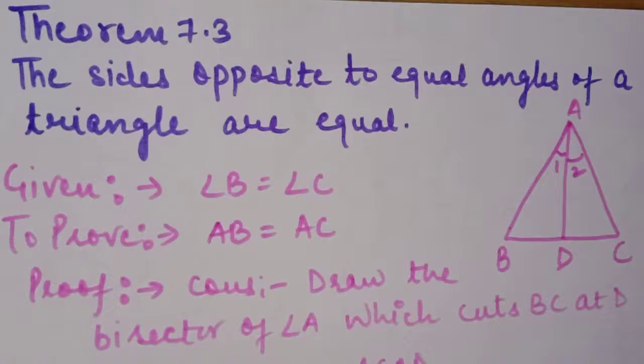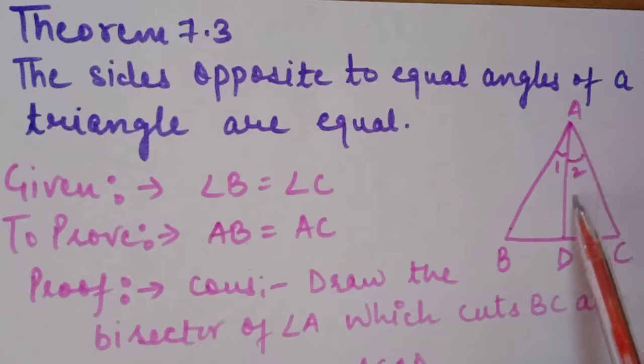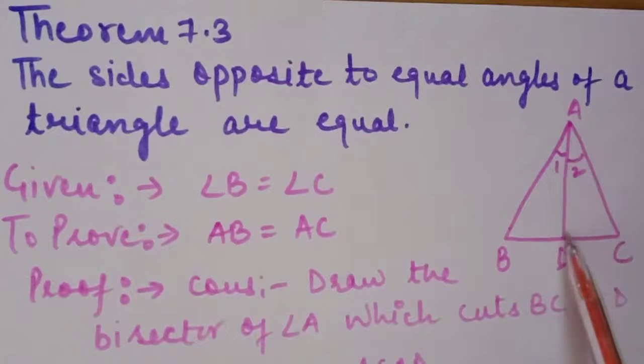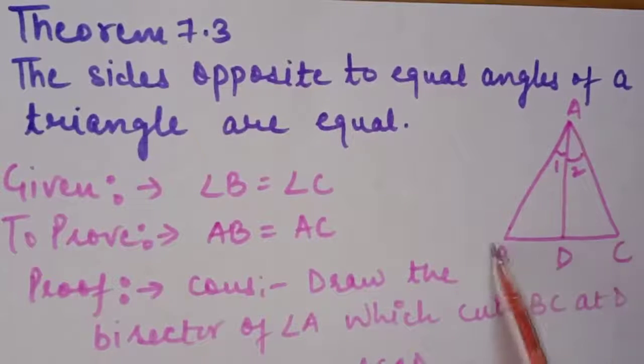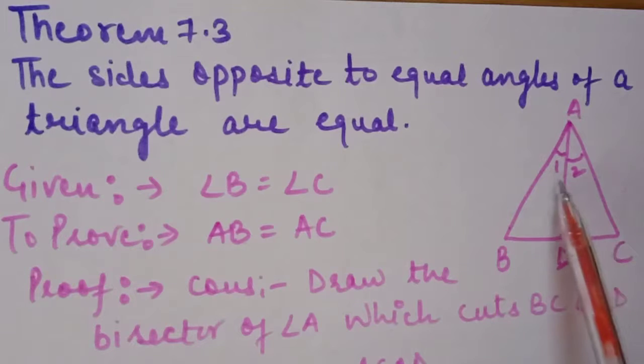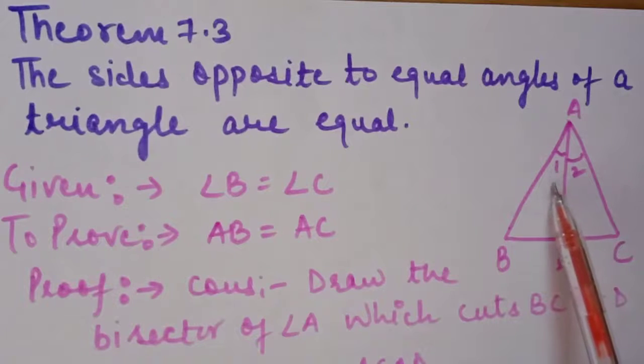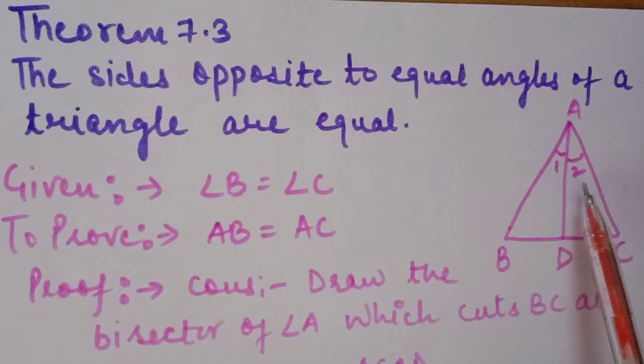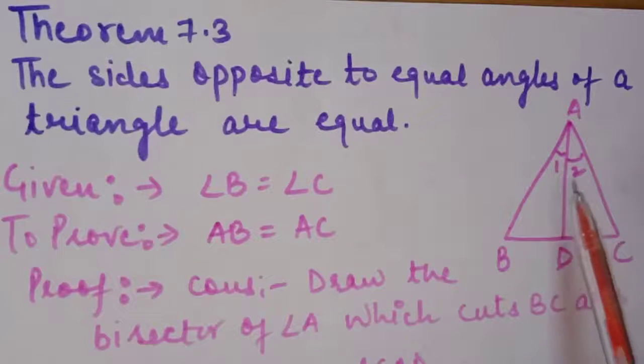We will do the same construction. So what will we do? Draw an angle bisector of A which intersects or cuts BC at point D. Because we took the bisector of A, angle 1 and angle 2 are equal to each other by construction. Now we will take these two triangles and try to make them congruent.